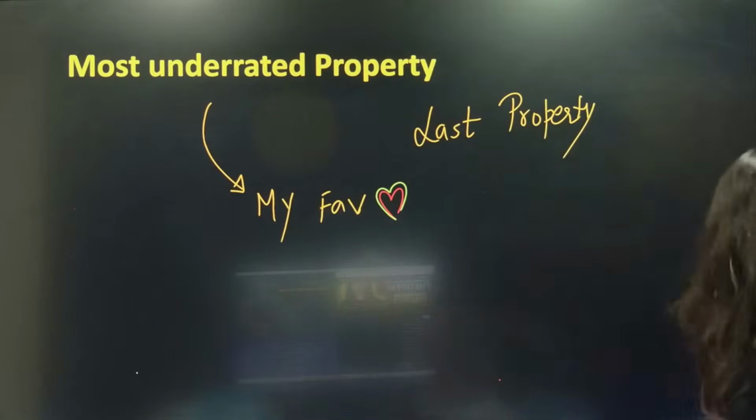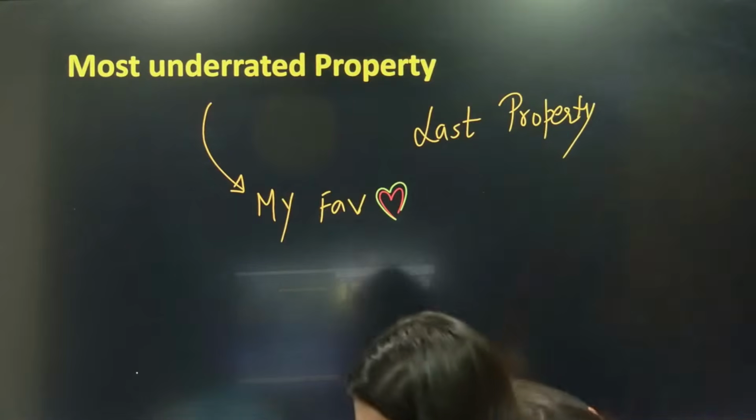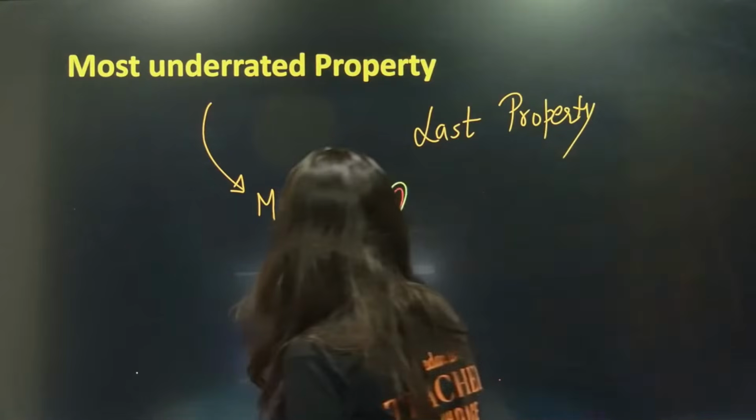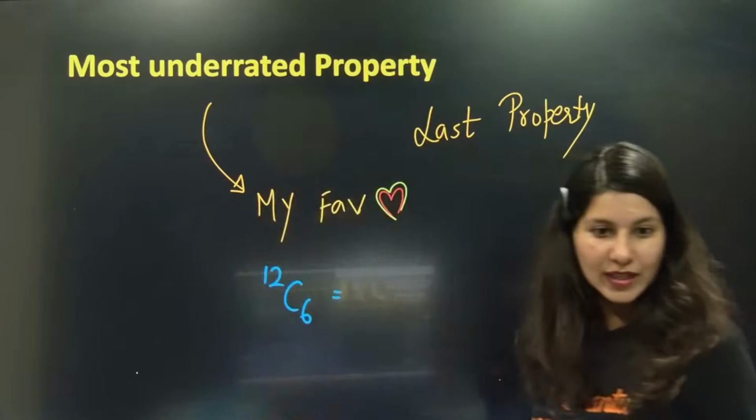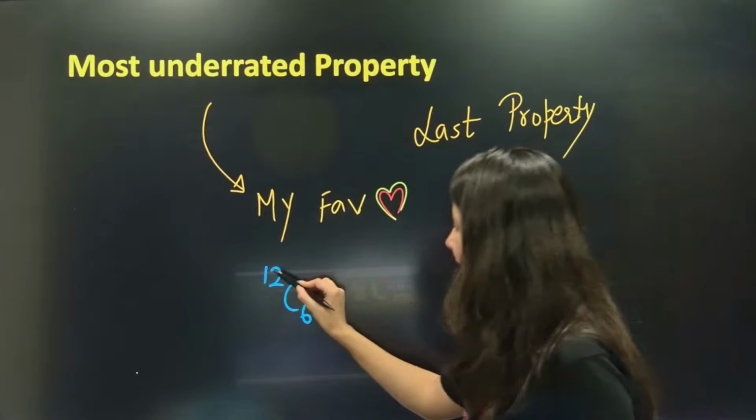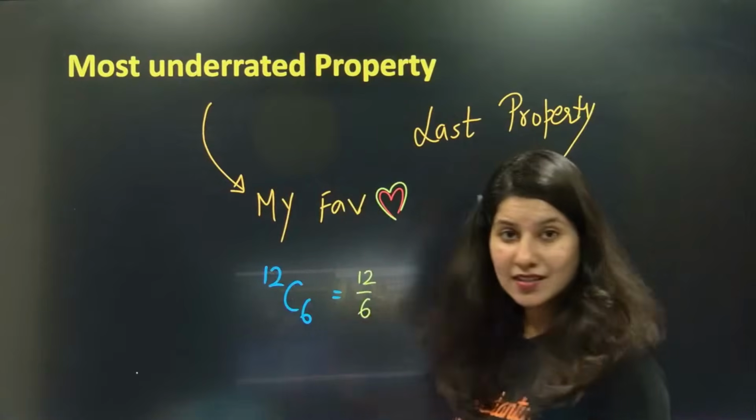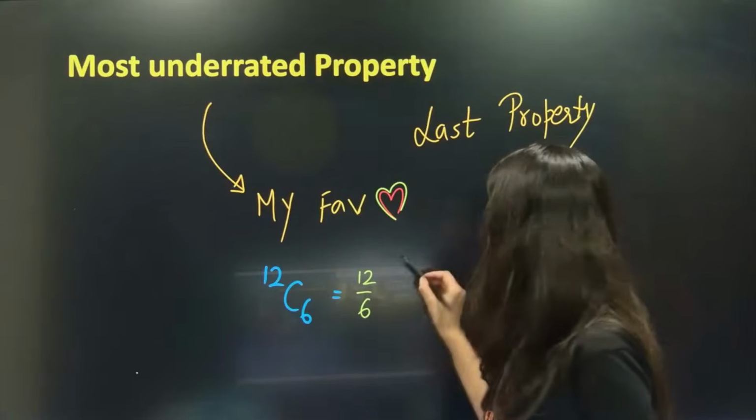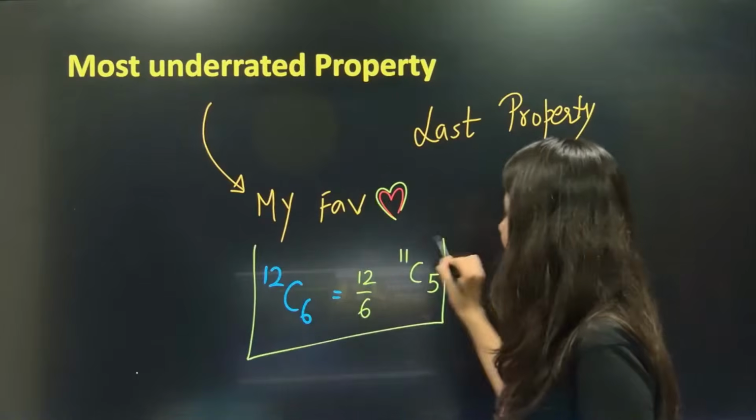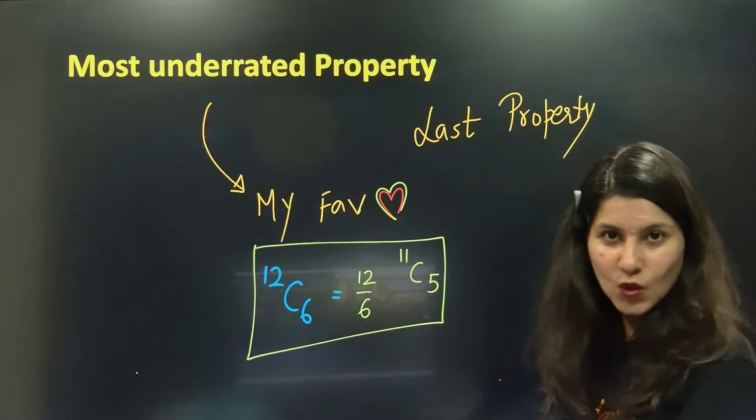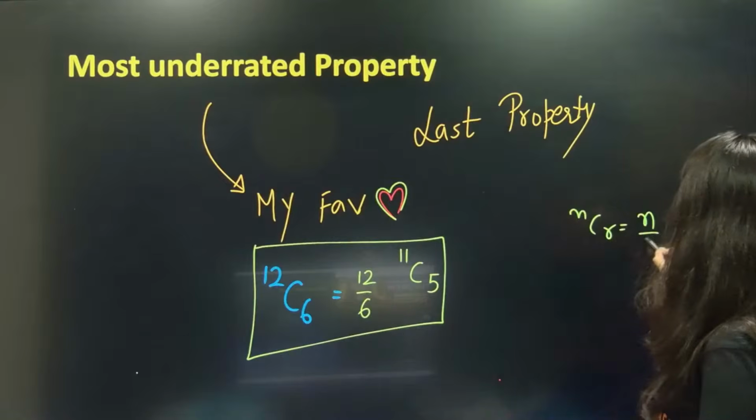Okay. Most underrated property, everybody, which is this very easy property, which says suppose you have 12C6. What you can do is write this as 12 by 6 and just remove 1 from both the indices, 11C5. This is the property. Okay.